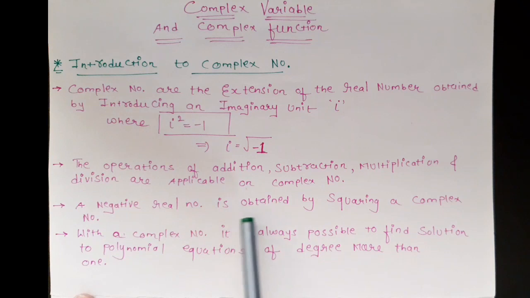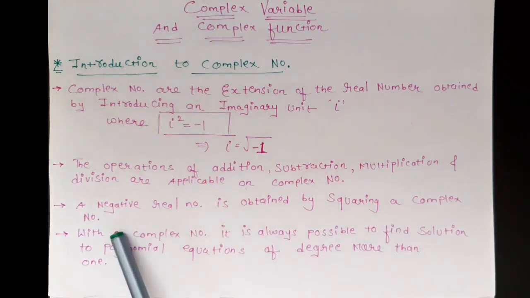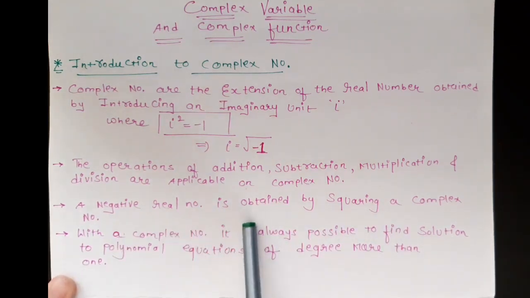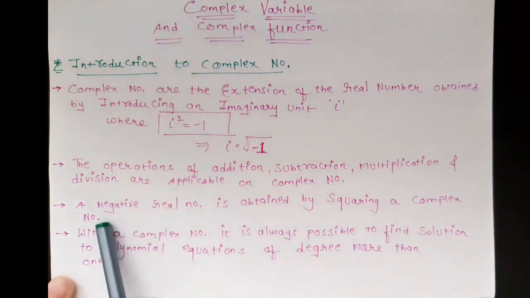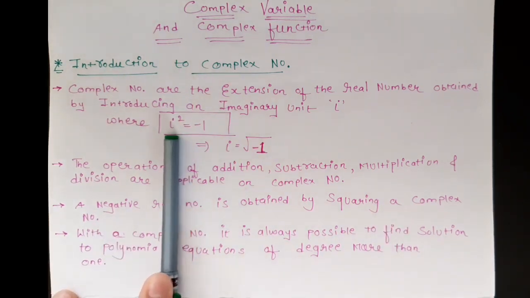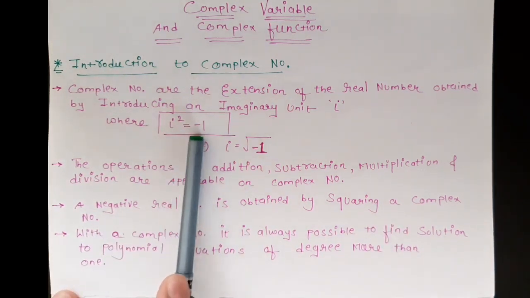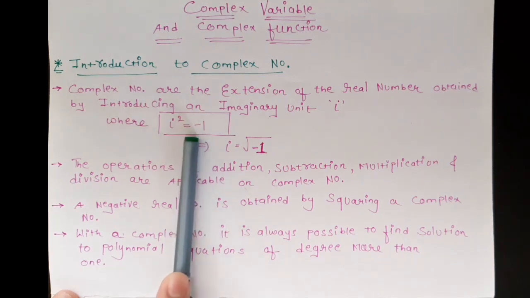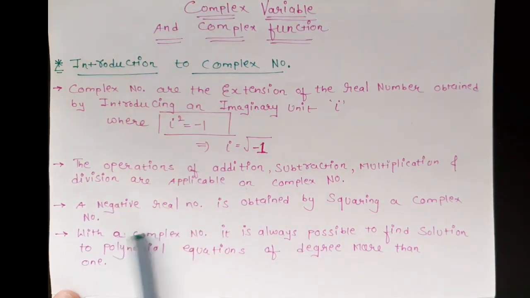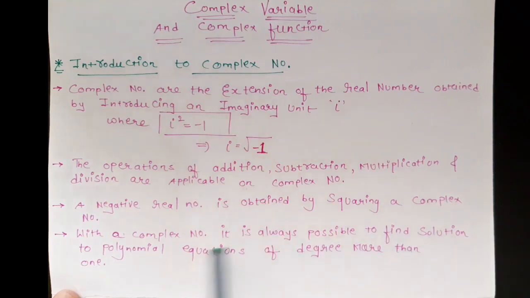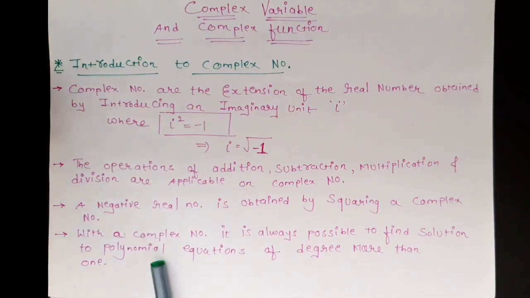A negative real number is obtained by squaring a complex number. Example, this is the complex number i, and squaring it we will get a negative real number, that is minus 1. With complex numbers, it is always possible to find the solution to polynomial equations of degree more than 1. So this is the use of complex numbers.